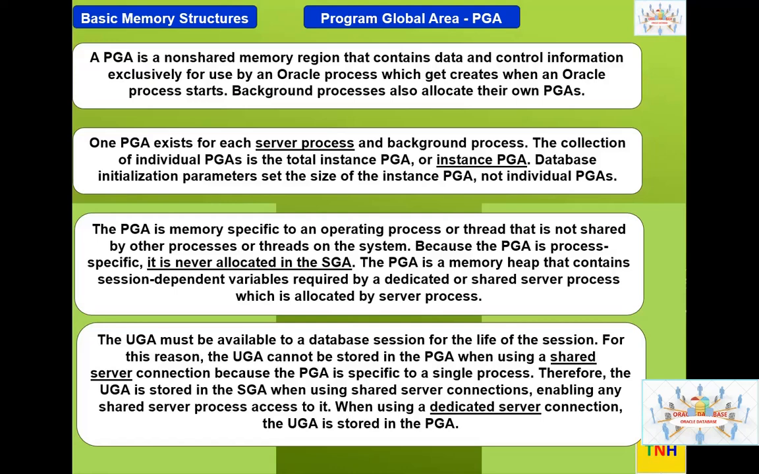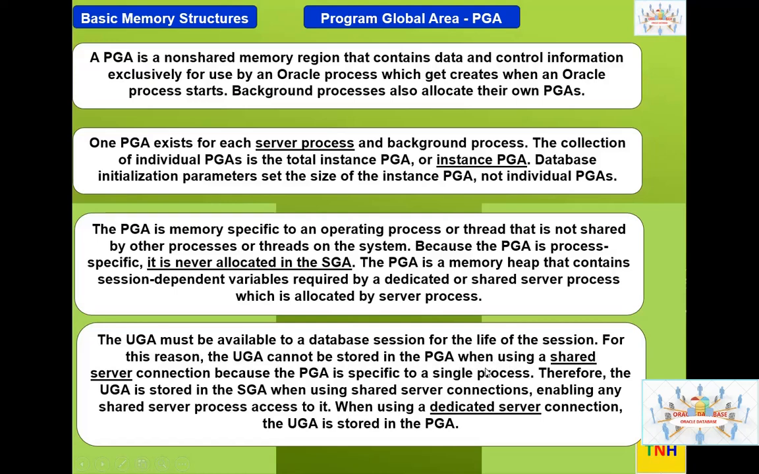For this reason, the UGA cannot be stored in the PGA when using a shared server connection, because the PGA is specific to a single process. So that's why. Shared server means what? We are going to share the processes. But PGA is specific to a single process, so it can't be shared like that. Shared server is going to share a single server process across many client processes. But PGA is dedicated and it's not shared. So therefore, in a shared server environment, UGA cannot be stored in the PGA.